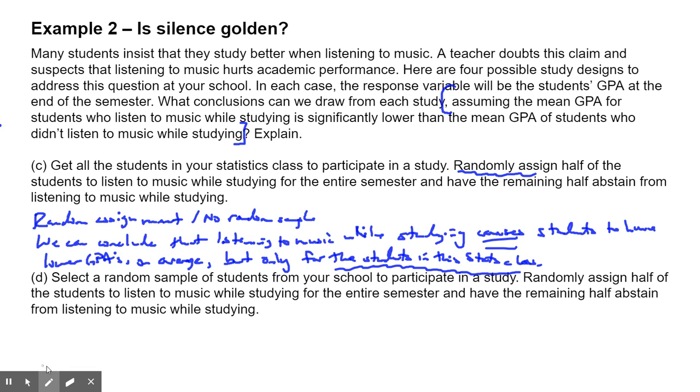And last but not least, our fourth example, select a random sample of students from your school to participate in a study, randomly assign half of the students to listen to music while studying and half to abstain. So now this is the gold standard. This is the random sample from the entire school and randomly assigning. This has the best of both worlds. So random sample, and random assignment.